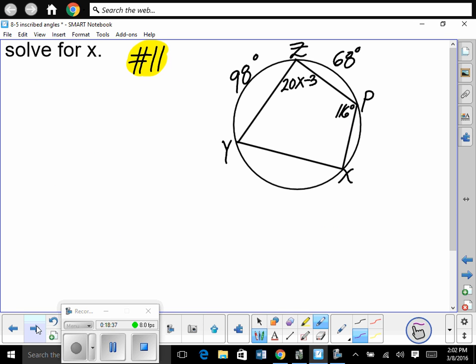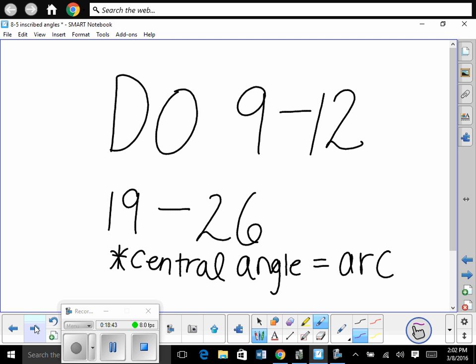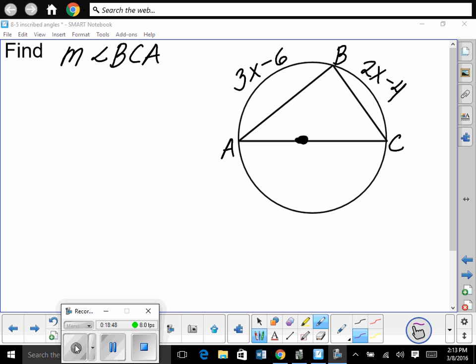Okay, so let's do number 11. No, I want you to do number 11. Are you guys good to go? Set up a true statement and solve for x. But it's got to be true. Ready, set, go. Here's some more examples of setting up true statements.